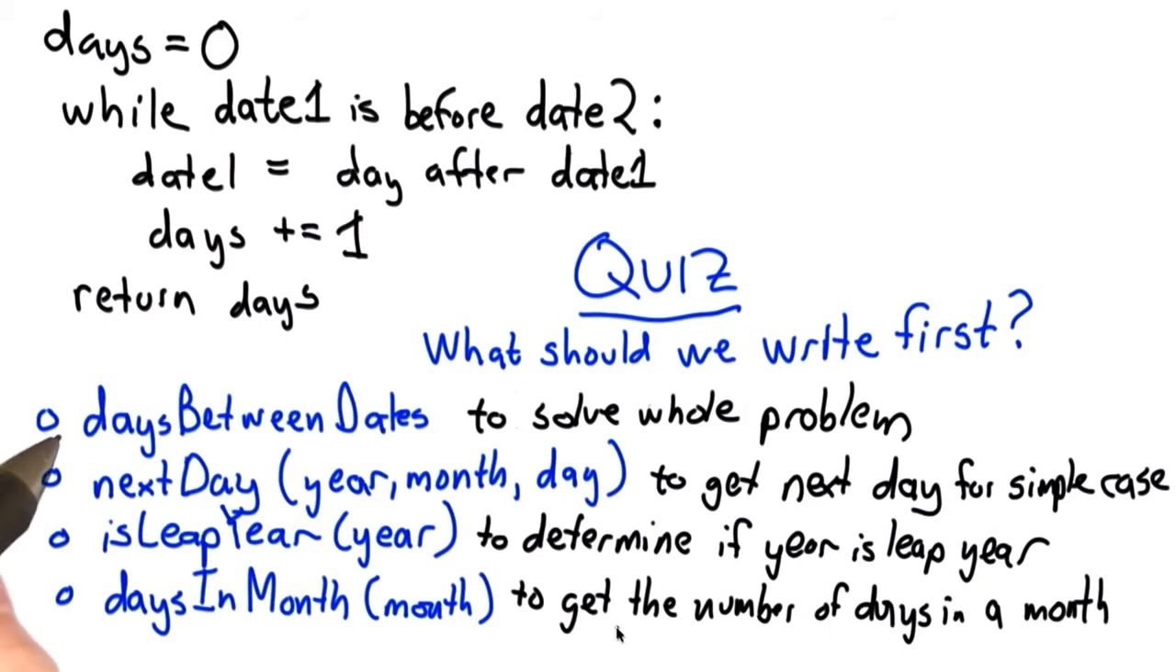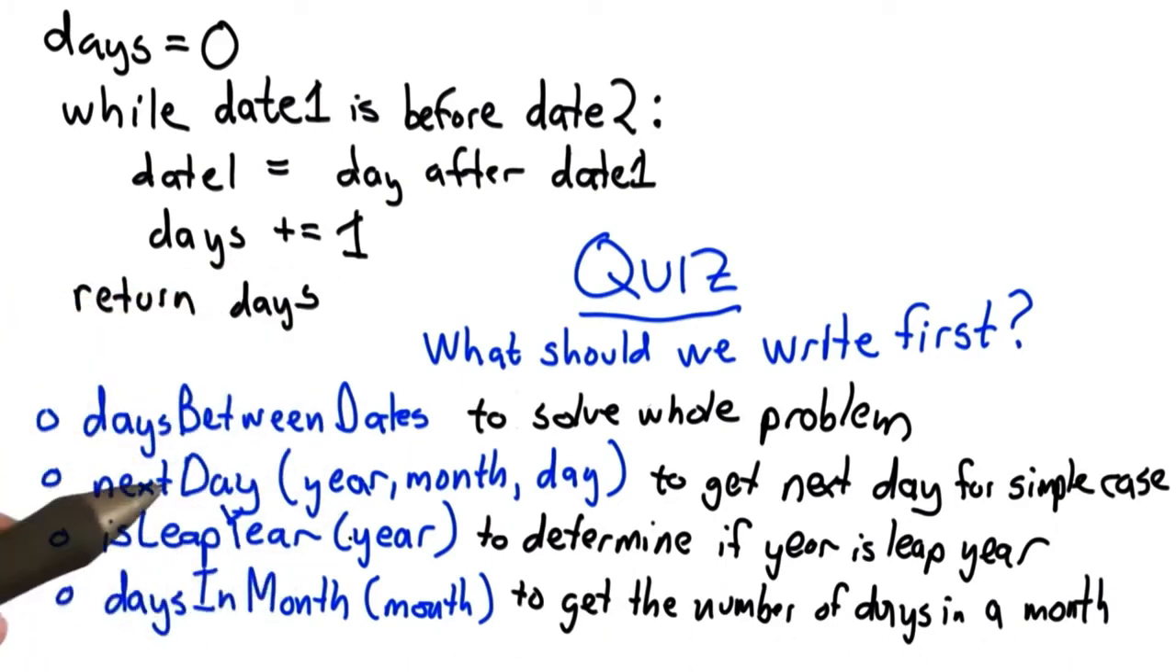The choices are we should write the days between dates procedure that solves the whole problem. We should write a next day procedure that takes a current date, given as a year, month, and a day, and returns the next day, but only deal with simple cases. Let's assume all months have the same number of days. We should write a leap year procedure that takes a year and returns true or false, determining if that year is a leap year. Or we should write a days in month procedure that takes a month and returns the number of days in that month.